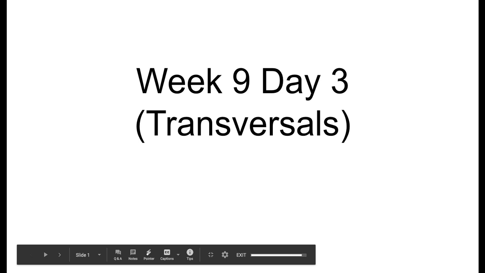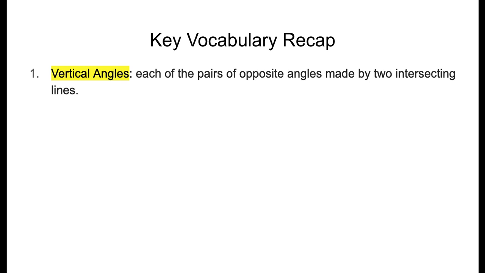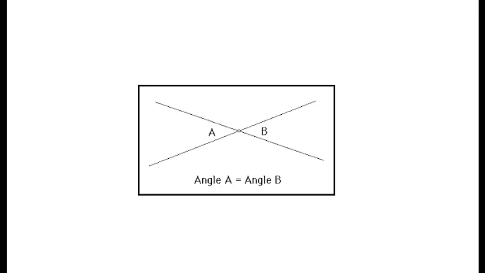When discussing week 9, day 3 for transversals, here we see that a transversal is a line that cuts through a set of parallel lines. So some key vocabulary that goes along with this lesson is vertical angles, each of the pairs of opposite angles made by two intersecting lines.